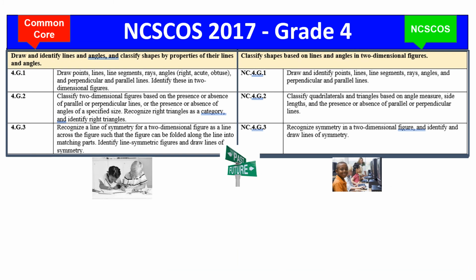There are no major changes in the content of any standards in the geometry domain. The standards have been reworded to make them easier to read and understand, but the content of these standards remains the same.